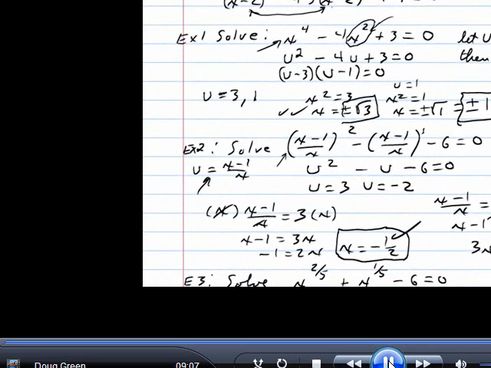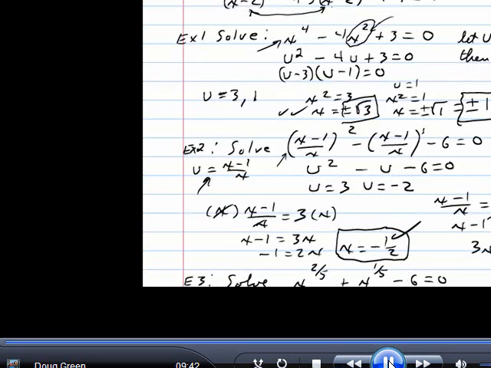Now what is x minus 1 over x, if x is 1/3? Well, it would be 1/3 minus 1, which is negative 2/3, over 1/3, which would be negative 2. And if I plug that in, I'd get 4. Minus negative 2 is 6, minus 6 is 0, so that also checks out. So there's a second answer.